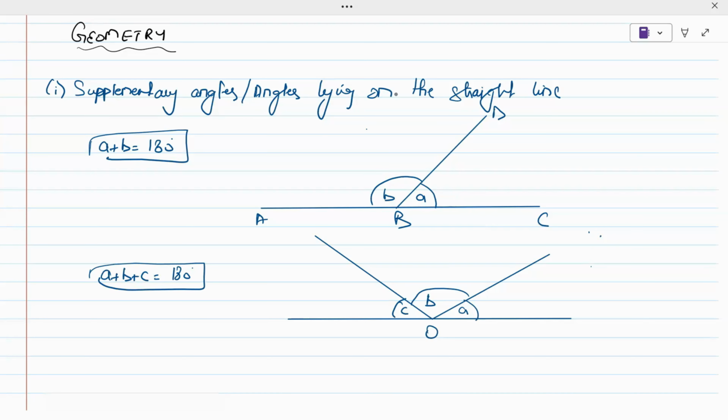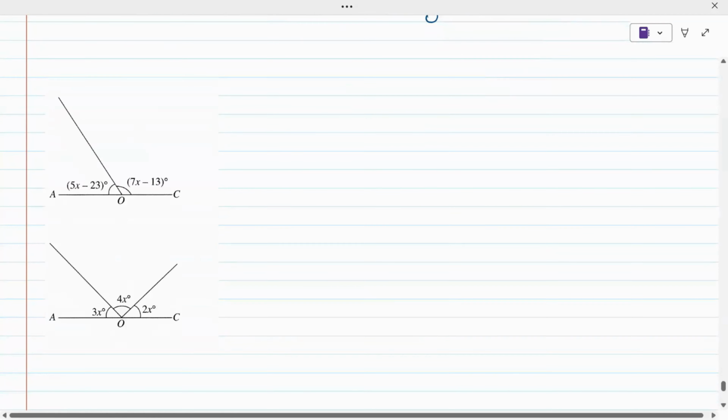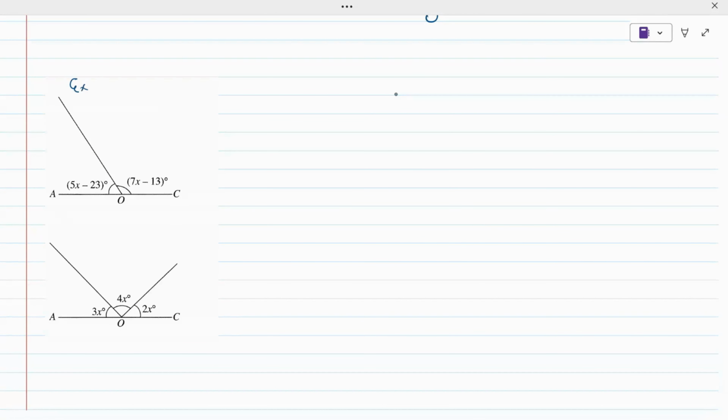Now, based on this scenario, we'll solve a few examples here. In case of example 1, we can see at point O, there are two different angles. And as per the property of the angles on the straight line, they should add up to 180 degrees. So that will help us in making the first equation. So we'll have the equation as the first angle, which is 7x minus 13, plus the second angle, which is 5x minus 23. These two angles, as per the property of the straight line, they would add up to 180 degrees. So we have the equation formed here.